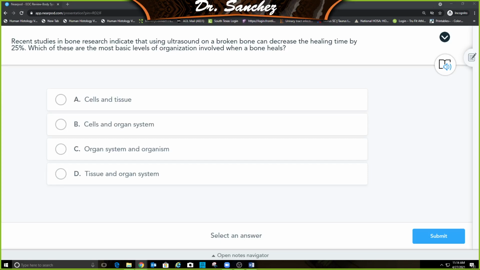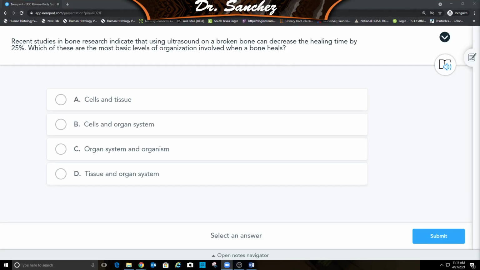Yes or no? Everybody looks at me like they're nodding with me at the same time. But is it yes or no? Yes, please. It's tissue. A piece of bone is a tissue. What about the whole bone? That's an organ. The whole skeletal system is based on bone organs. Bone is an organ, but a piece of bone is tissue. So it's talking about how bone heals. Is it talking about a whole bone? No, it's just talking about a portion of the bone, so a portion of the bone would be bone tissue. So what do we have as the most basic levels of organization involved in bone healing?